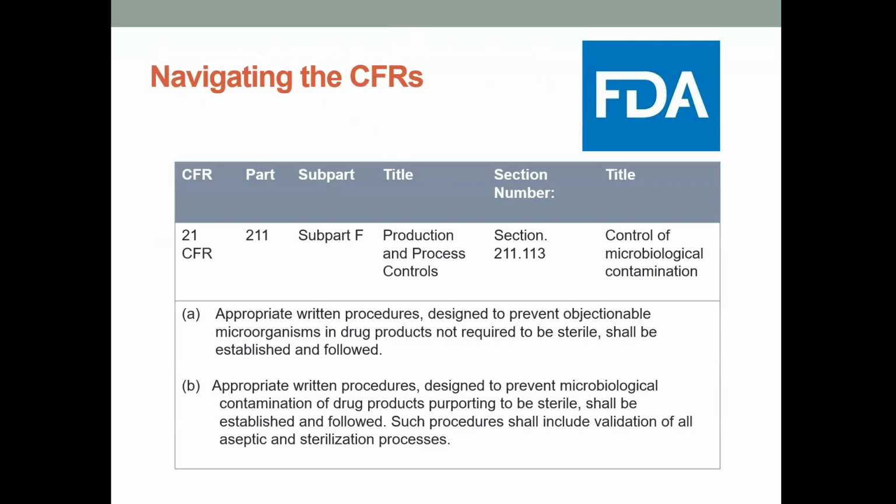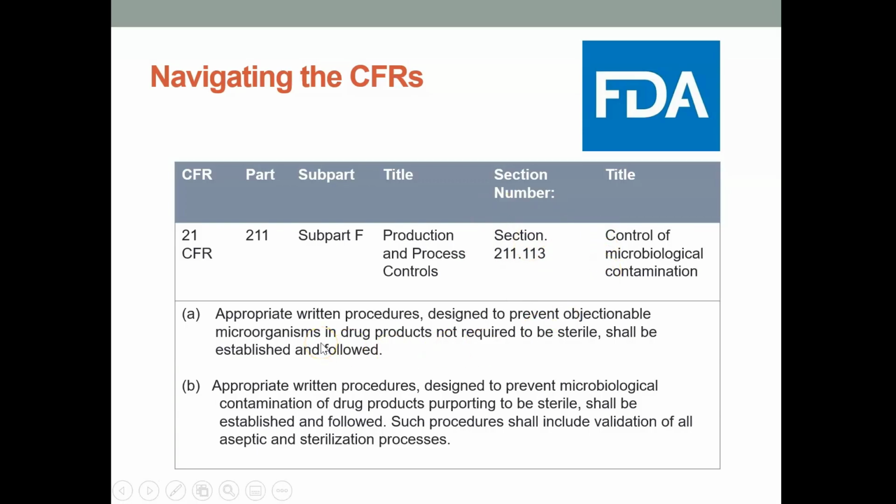So the CFRs, again, they look similar and they're broken down into quite useful sections, so it's easy to navigate your way around them. So you've got your subpart. Subpart F in this case: we've got part 211, subpart F, and in this one the title is the production and process controls, and it's section 211.131. So this tells you where you are in the regulations. They're all very well indexed. And the title of this subsection then is control of microbial contamination.